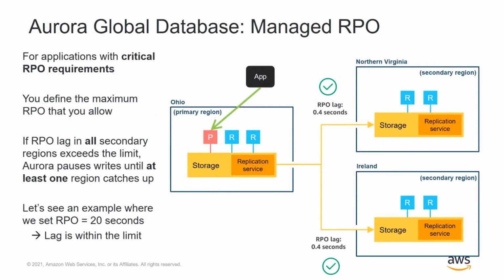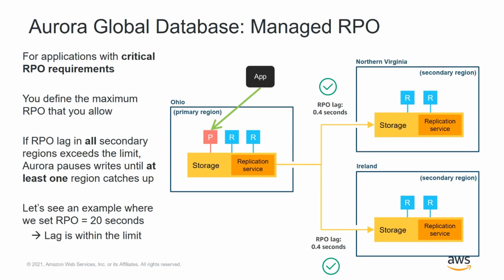In this example, you can see that I have my primary in Ohio region and my two secondaries are in Northern Virginia and Ireland. My application is writing to my primary database in Ohio. And let's say that I want to set the global database RPO parameter to 20 seconds. What does that mean? That means that global database is going to ensure that at least one of my secondary regions is within the range of this defined RPO, which is 20 seconds.